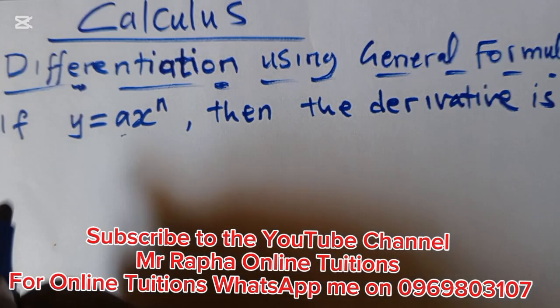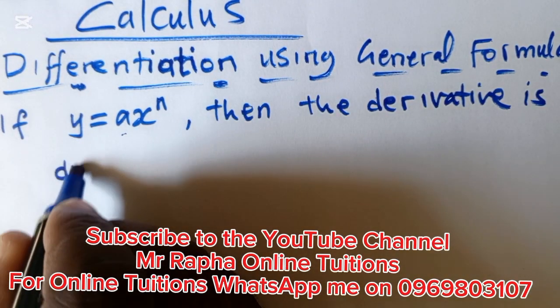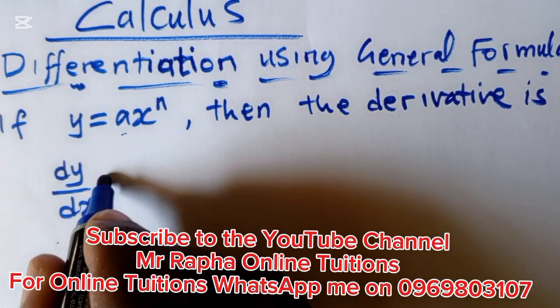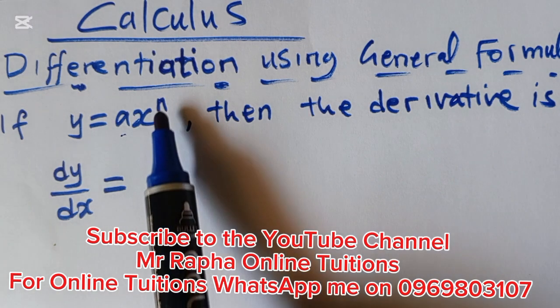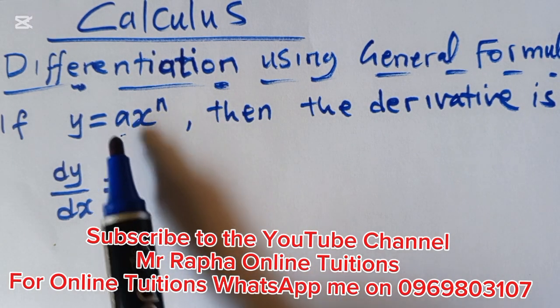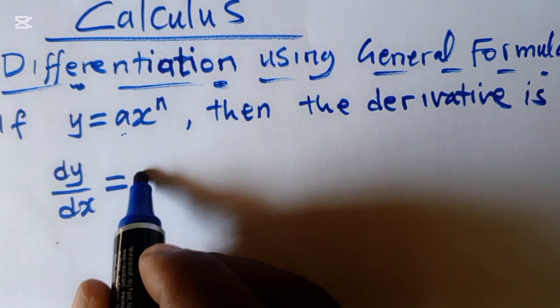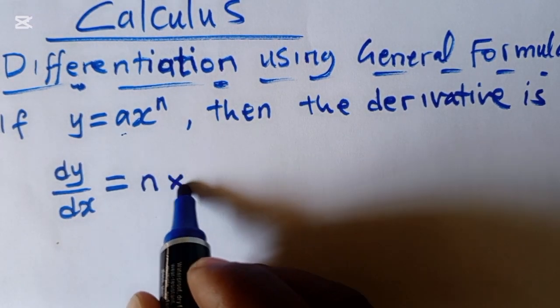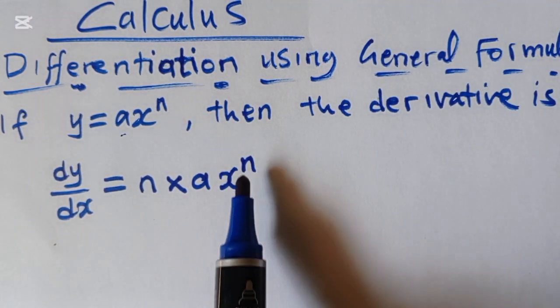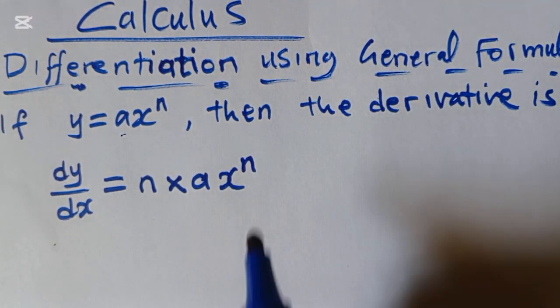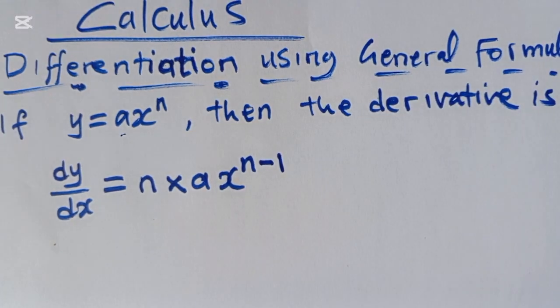Then the derivative is going to be dy/dx is equal to. There are two things that we need to do. Number one, we need to multiply the index, n, with a, so n times ax, then you reduce this n by 1, so you say n minus 1. So that is the general formula. That's how we can differentiate.